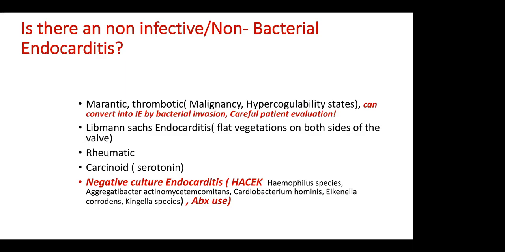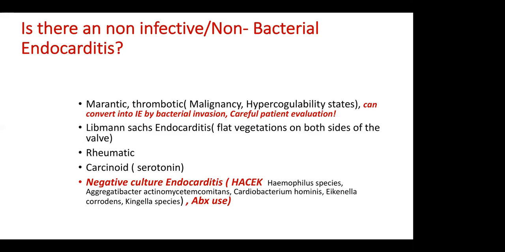You have vegetations, you have valvular lesions, and it is diagnosed as infective endocarditis. The objective of treatment of these cases is different. We need to know that there is something that confuses the picture of infective endocarditis, including marantic thrombotic endocarditis. These patients harbor malignancy and hypercoagulable states. So always try to know more about any case presented as infective endocarditis.